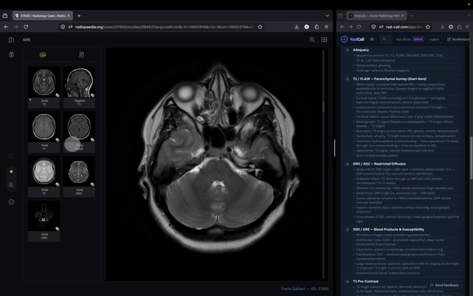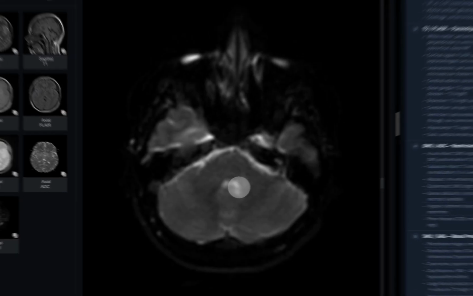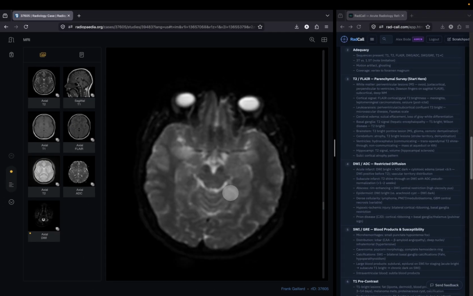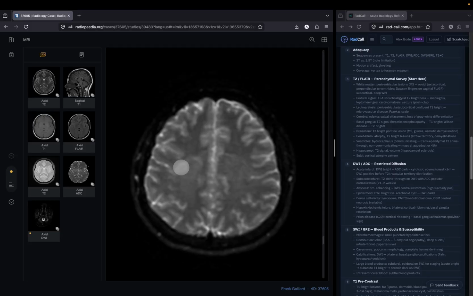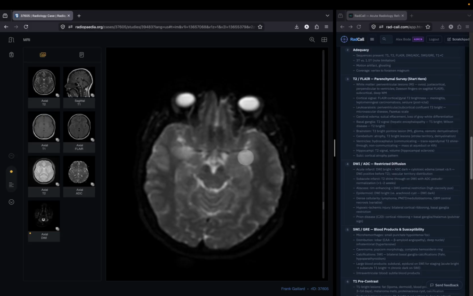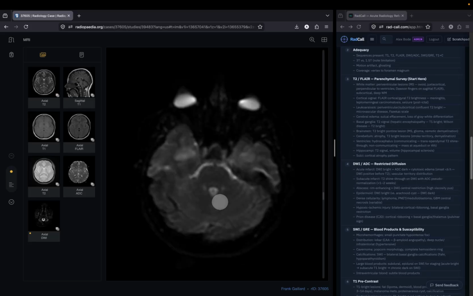Next, you'll move on to the DWI. DWI is diffusion weighted imaging. This is what we use to identify strokes. In general, it can also identify other things, but in general, it's strokes. You're looking for bright signal on the DWI. So again, going lobe by lobe on the intracranial structures, looking for anything that pops out that's bright.